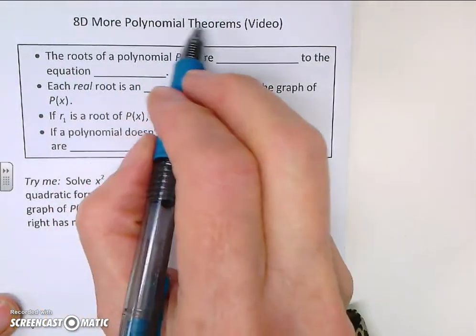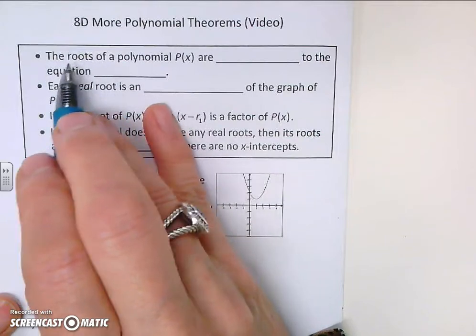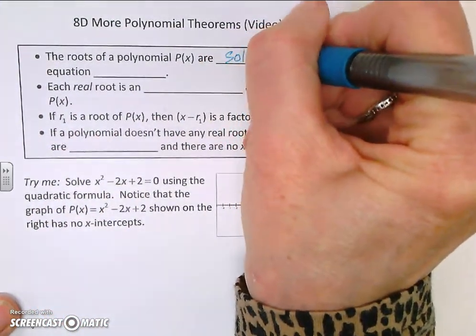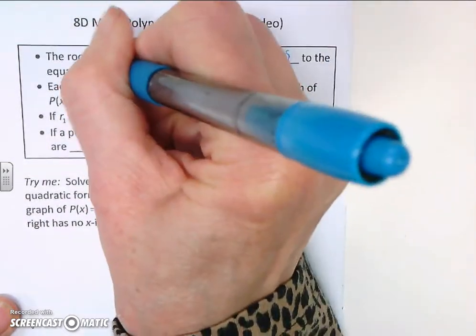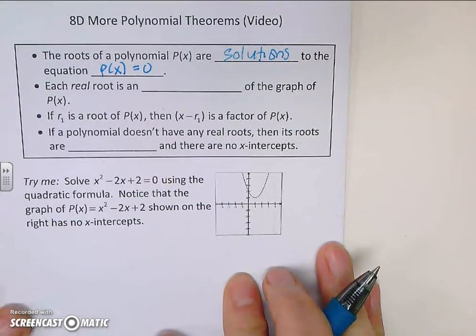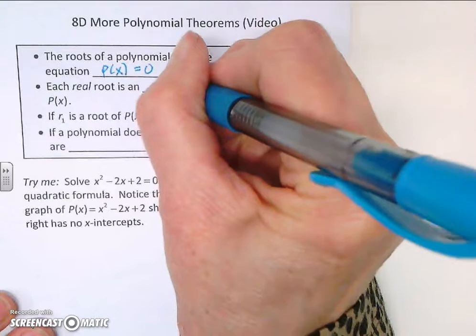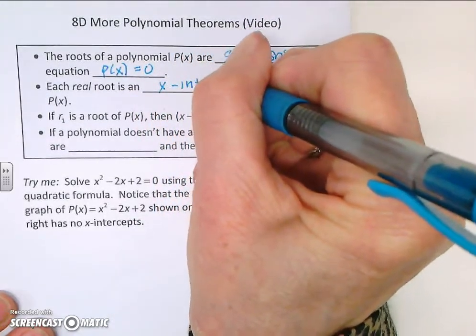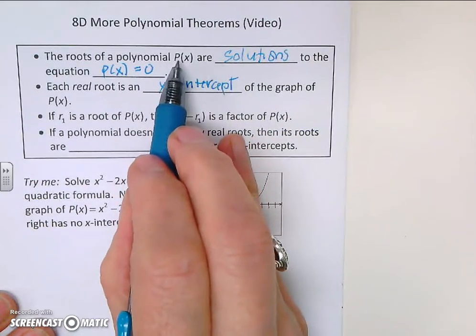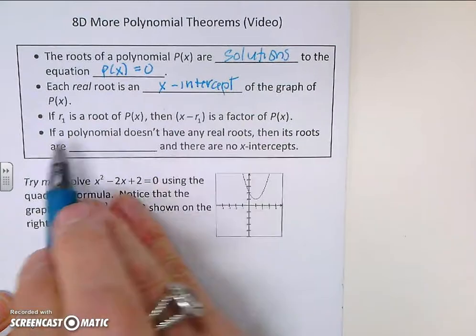So we're going to do some more polynomial theorems today, and we'll start with a bit of a review. Recall that the roots of a polynomial p of x are the solutions to the equation where that polynomial p of x is equal to 0. So it's an equation. Each real root is an x-intercept of the graph. So if we find a solution to the equation where it's equal to 0, then we also have found an x-intercept of the graph.